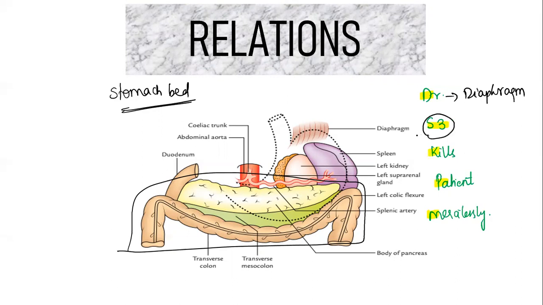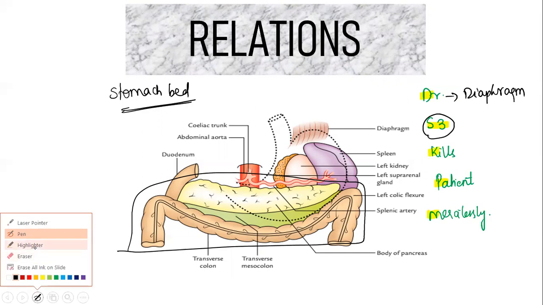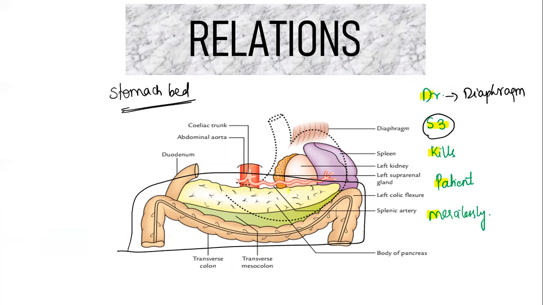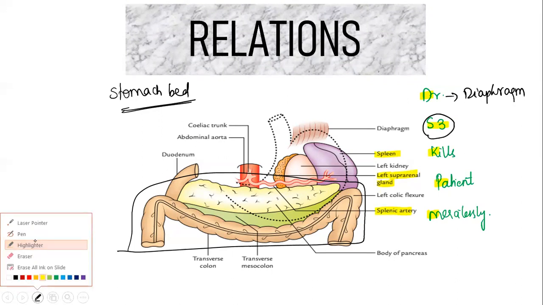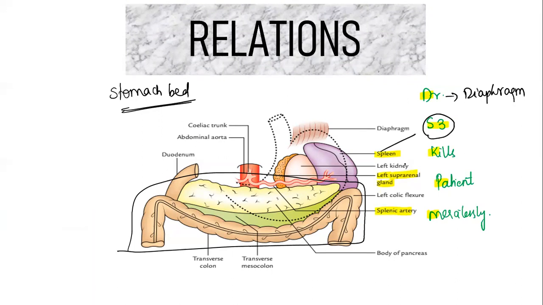Then you have got S3. So we are going to talk about the 3 S's. What are the S's that I am able to appreciate from this picture? Yes, you have got the spleen, the left suprarenal gland, and the splenic artery. Right? So spleen, splenic artery, and the left suprarenal gland, they are the 3 S's that form the stomach bed. Yes, they form the stomach bed.